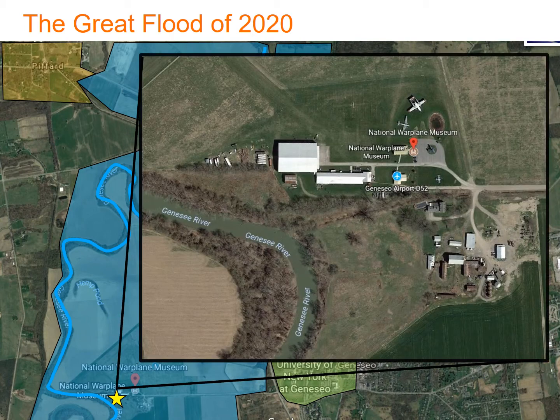The Warplane Museum is a site for an annual air show, and there's frequently banks of porta potties near the Genesee River that build up so that people can use the bathroom during the air show. And it's likely that during the flood, some of these porta potties overflowed and released their contents into the Genesee River.